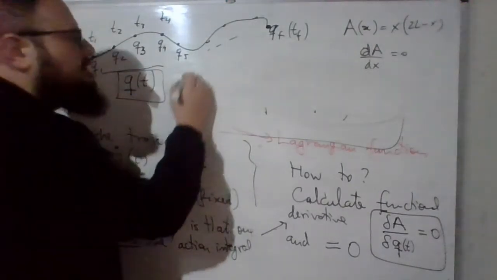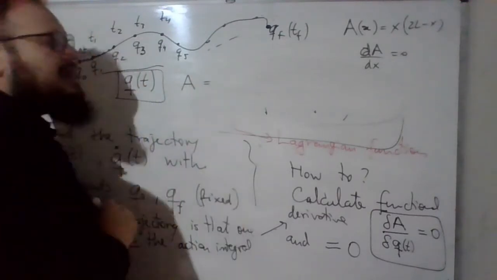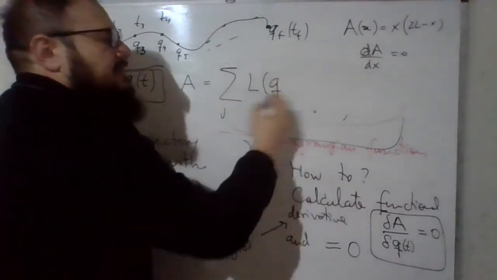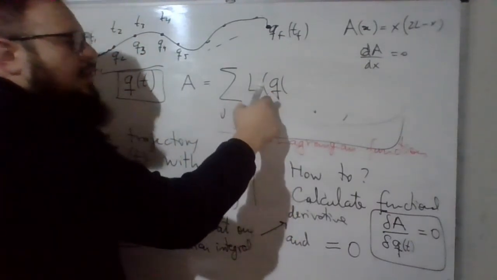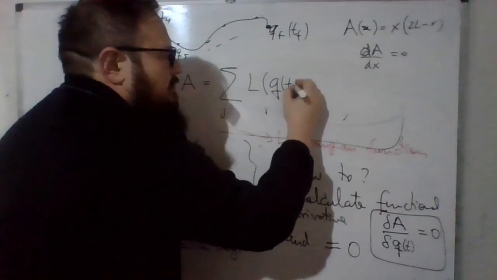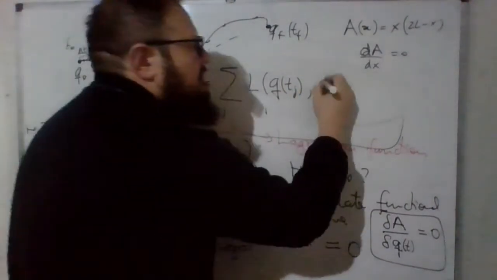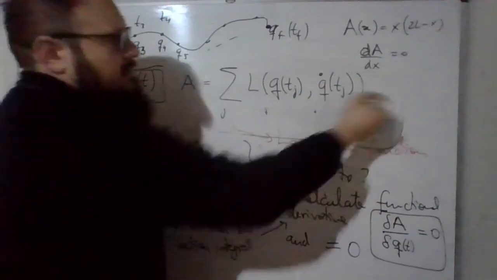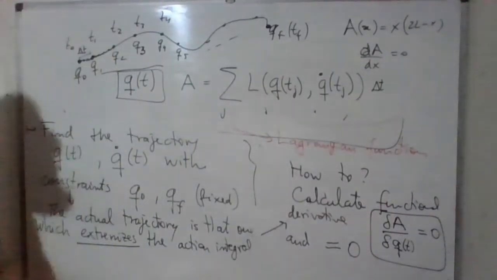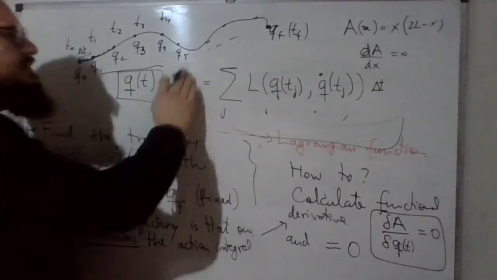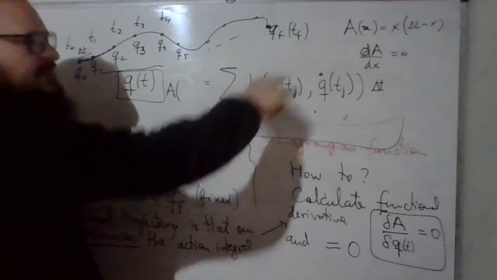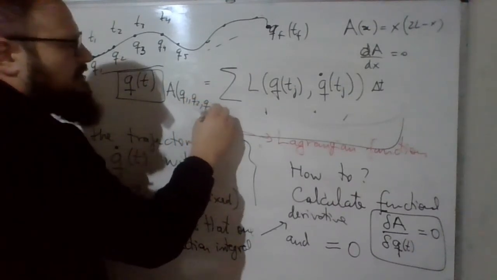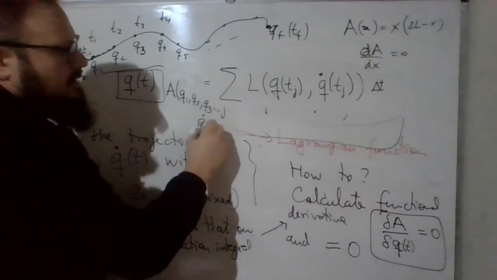But here, our action, if you discretize it, becomes a sum over j of the Lagrangian, depending on the coordinate q at the time tj and the velocity q dot at that time tj. You need to sum over j, and of course, you need to multiply it by the step delta t. This action, as a matter of fact, becomes a function which depends on the possible values of q1, q2, q3, and so on, and of course q dot 1, q dot 2, and so on.